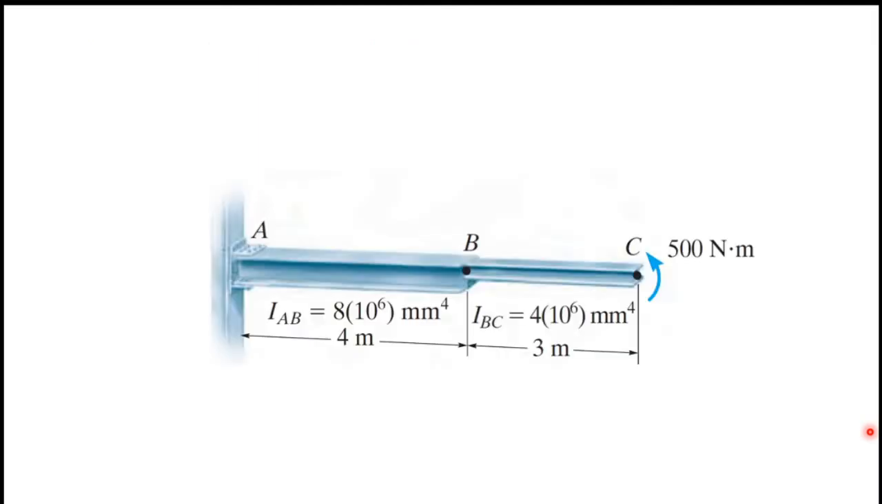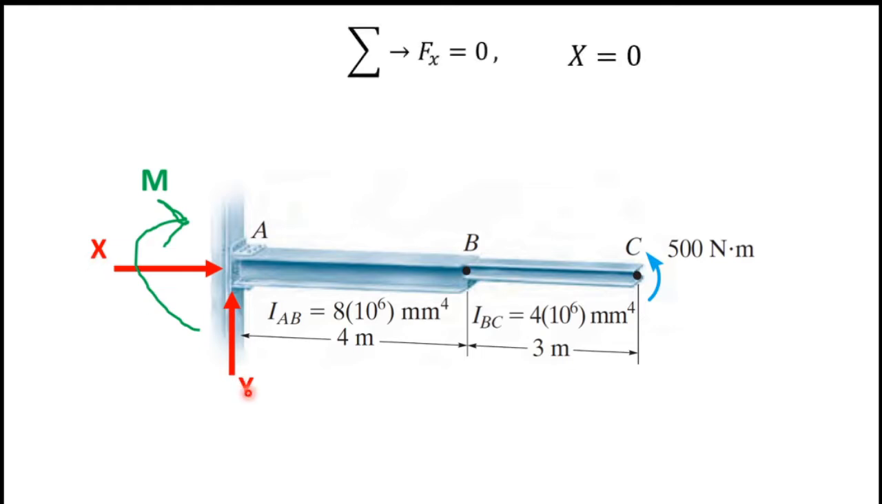So this is the beam. First we have to find support reactions. Since this beam is fixed at A, we have to mark three components, which are two force components and one moment component. So I will mark it right here. This capital M is the moment, and X and Y are the support reactions. First I will consider the sum of all the horizontal forces. Since there are no other horizontal forces than this X, we can say X equals 0. And if we consider vertical forces, there are no other vertical forces, therefore Y is also equal to 0.